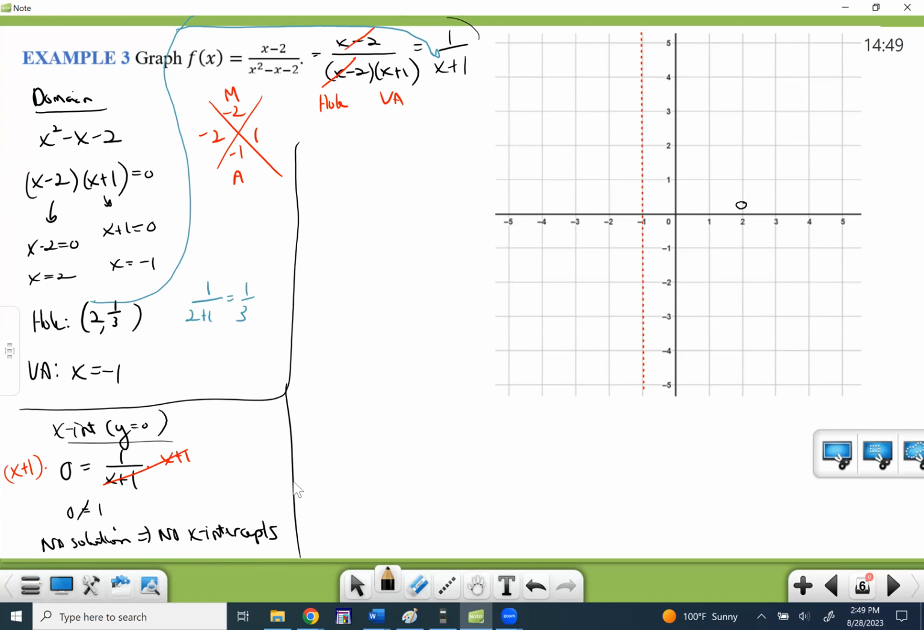Okay, so then let's go in and get our y-intercepts. For our y-intercepts, we let x be 0. So we're going to go ahead and substitute 0 in. And again, I'm going to use the simplified version. We end up with 1. So 0 comma 1 is going to be our y-intercept. Okay.